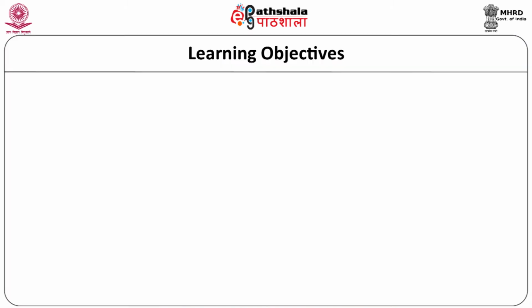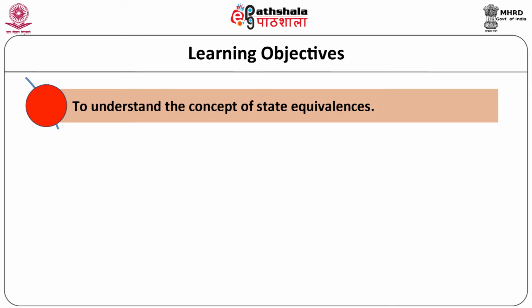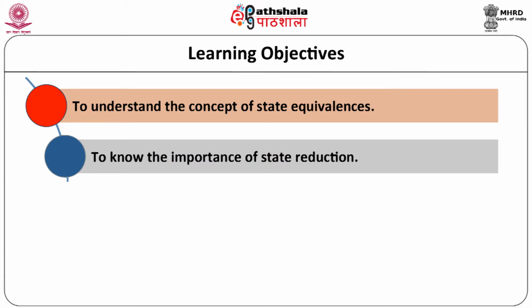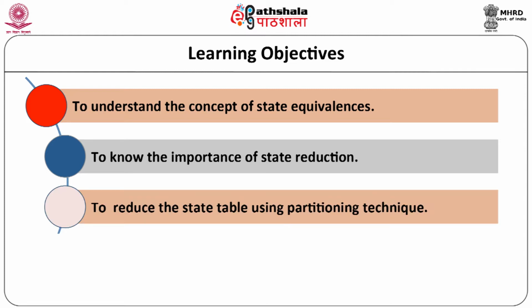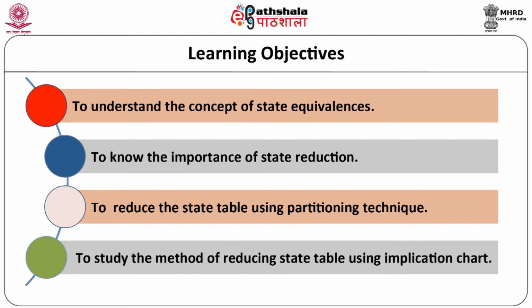Let us now define the learning objectives of this module. First, understand the concept of state equivalences. Second, to know the importance of state reduction. There are 2 different techniques of state reduction using partition and use of implication charts. Third objective is to reduce the state table using the partitioning technique, and fourth, to study the method of reducing the state table using the implication chart.